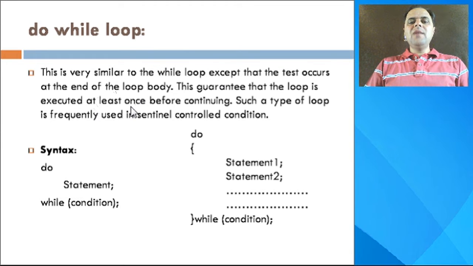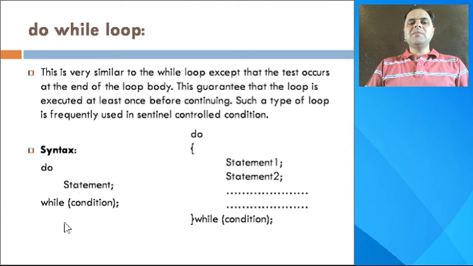But in do while loop, first the body of the loop will be executed and then the test will be done. So this guarantees that the loop is executed at least once before continuing. It ensures that if the first condition is false, then also the loop will be executed at least once. So this is the difference between while and do while. Such a type of loop is frequently used in central control conditions.